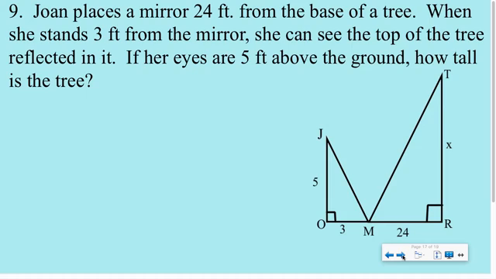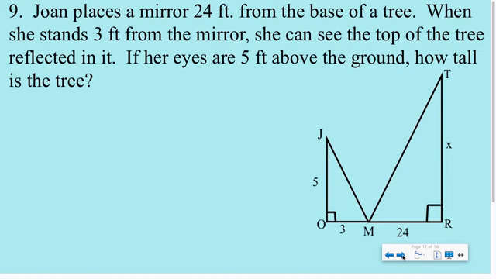Alright, let's go to 9 so I have enough time to explain this one. You'll see a couple of these the next 2 days. It says Joan places a mirror 24 feet from the base of a tree. When she stands 3 feet from the mirror, she can see the top of the tree reflected in it. If her eyes are 5 feet above the ground, how tall is the tree? So my water bottle here, that's my tree. And then she walks back 24 feet and puts a mirror face up on the ground. And then she stands right here and walks backwards until she can see the top of the tree in the mirror. Then she measures the distance from that point to her feet, and she gets that to be 3 feet away.